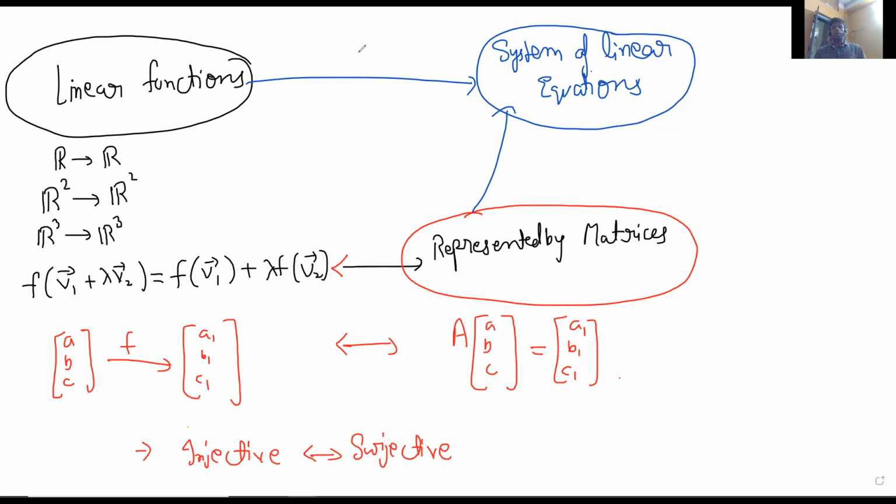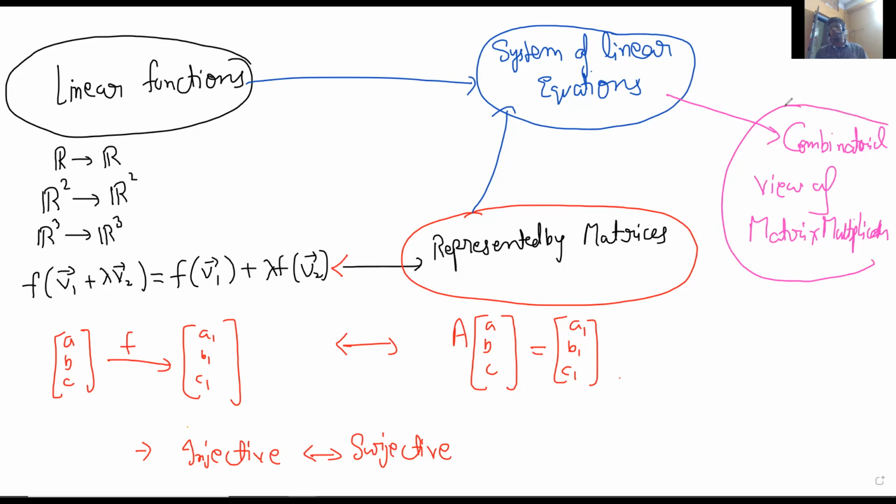As a byproduct of these things, we will also understand some combinatorial view of matrix multiplication, which again is very useful in problems. I'll also give a problem, maybe a few problems if we get time in the end. Other things will come along. I have not planned everything, so we'll see, but this is a rough plan. Any questions before I move on?